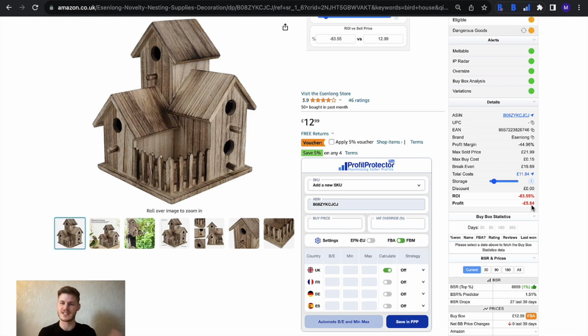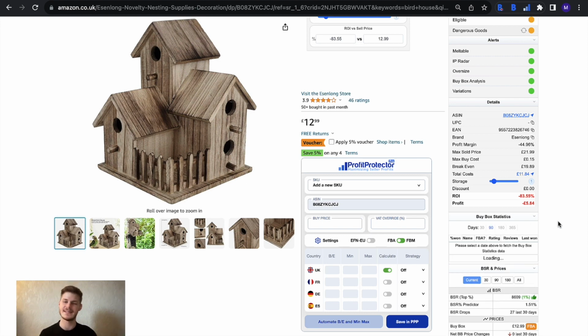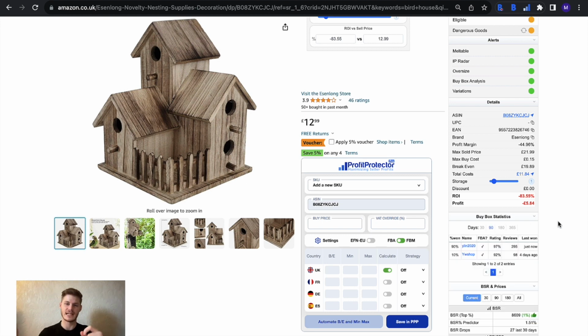But let's take a look at some of the other things as well. So let's go ahead and open up the buy box statistics to help us understand our chances of selling, even if we were to go ahead with this particular item. So this item doesn't have Amazon on it. If you do see Amazon on a particular listing, it might be a red flag in your head, particularly if they are maintaining a hold over the buy box and they're consistently keeping it to themselves.